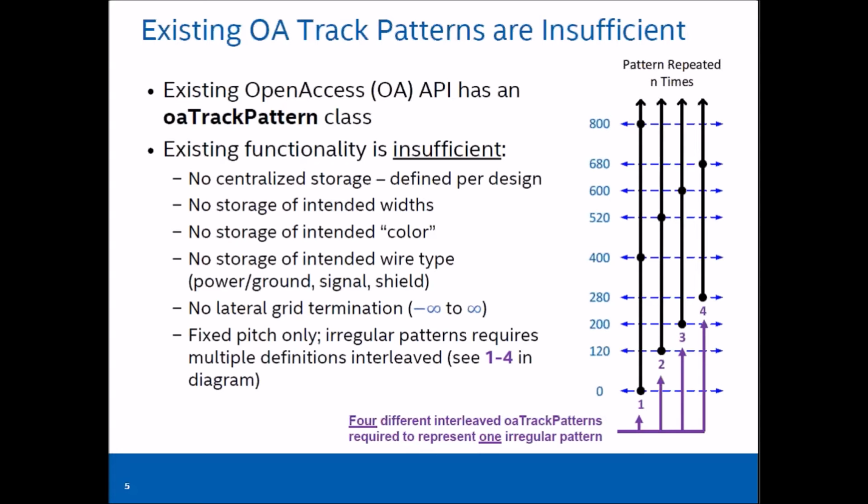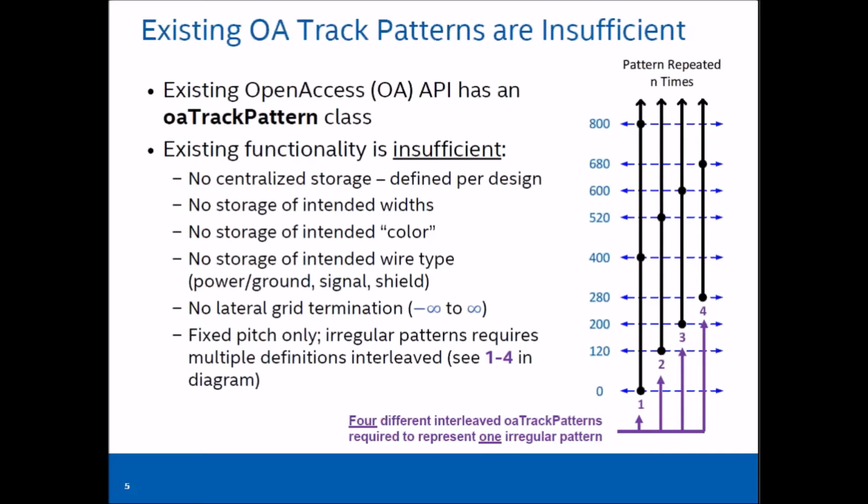There's no way to specify that this track is intended for any given purpose, like a signal or a power or ground, and there's no lateral termination. So the blue lines, which represent the direction of the wires, have no begin or end point to them in the data model. So it's really up to the application to determine what that means, whether it really truly extends to infinite extents, or if it needs to terminate in some other way, but it's not specified in OpenAccess.